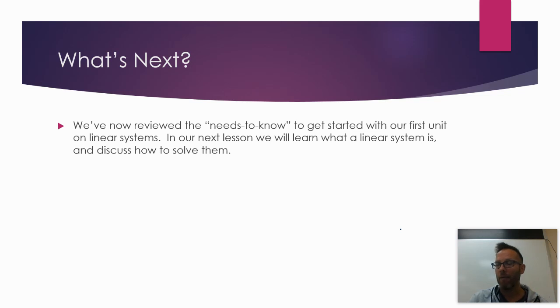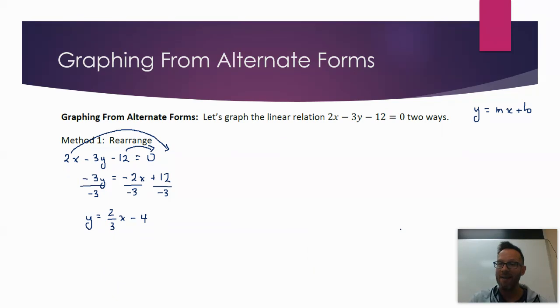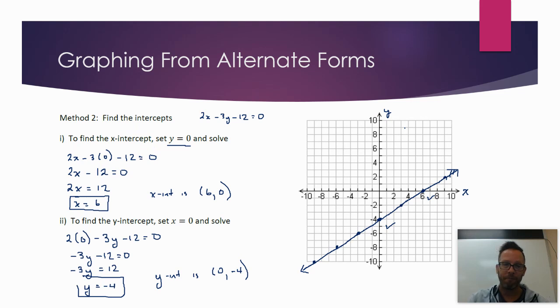All right. So we've reviewed the needs to know, the things that are essential. We have to be proficient at picking off slope and y-intercept, at graphing lines, and also if a line is not in y equals mx plus b form, we need to be okay with that. We still need to be able to graph it. So I've given you 2 methods. So obviously, I'll have a bit of practice for you with that.